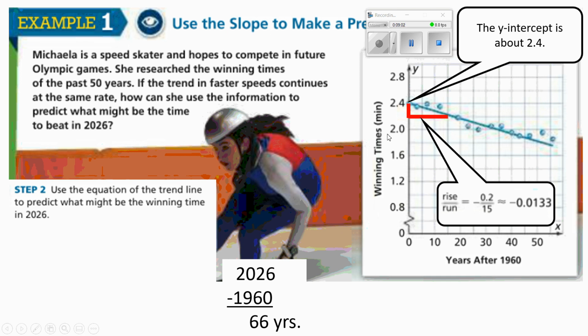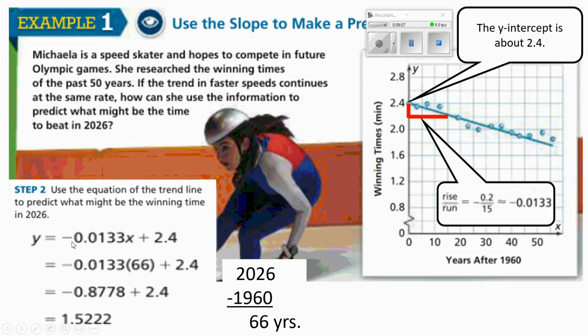Now, remember the formula for this equation was y equals negative 0.0133x plus 2.4. I'm going to go ahead and replace x with 66 since it's 66 years, and x indicates the number of years that have gone by. When I multiply 0.0133 times 66, I get 0.8778. When I add that number to 2.4, I get 1.5222.